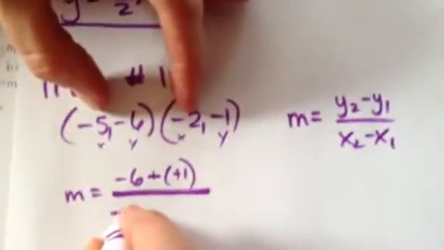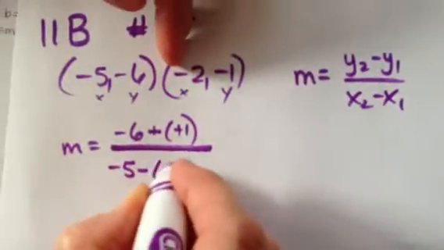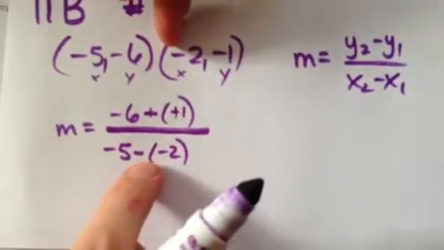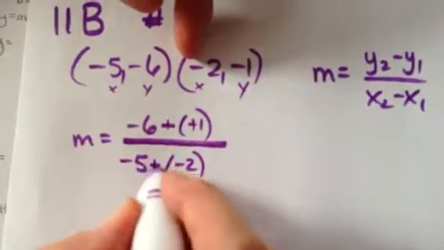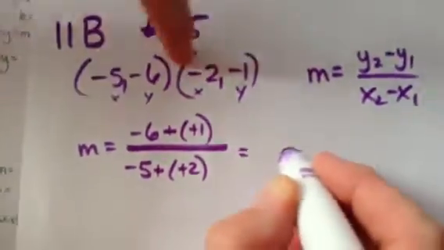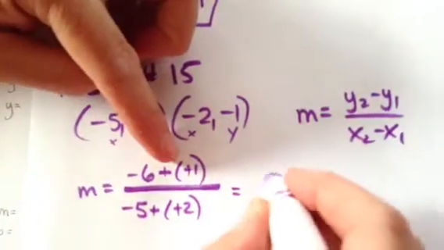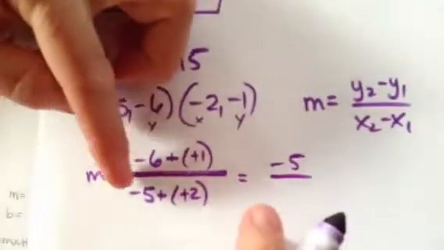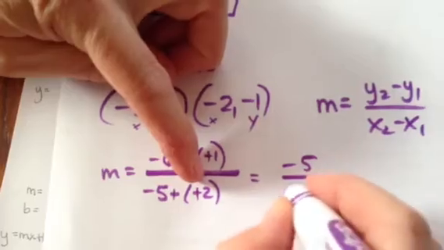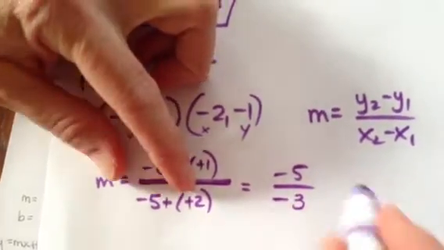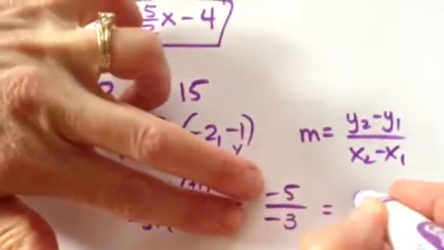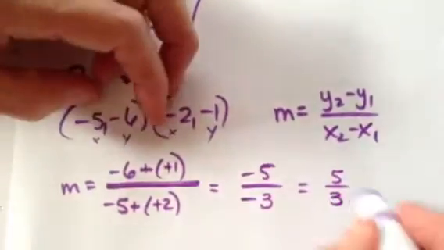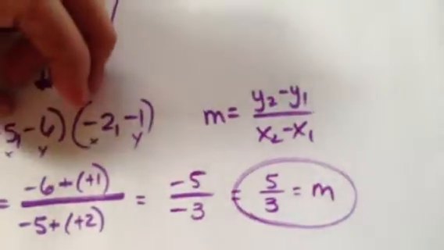Then I'm going to do my x's on the bottom. So I'm going to do negative 5 minus, it just so happens it's a negative 2. Now remember, a minus and a minus is a plus. So what's negative 6 plus 1? Negative 5. What's negative 5 plus 2? Negative 3. So these two negatives are going to give me a positive slope of 5/3. And I'm going to circle that because I don't want to lose it.